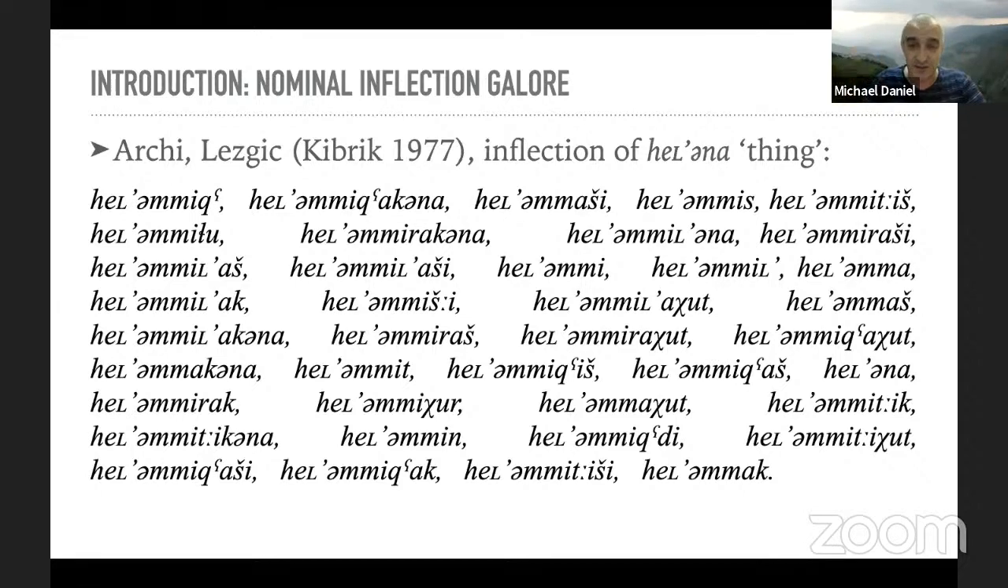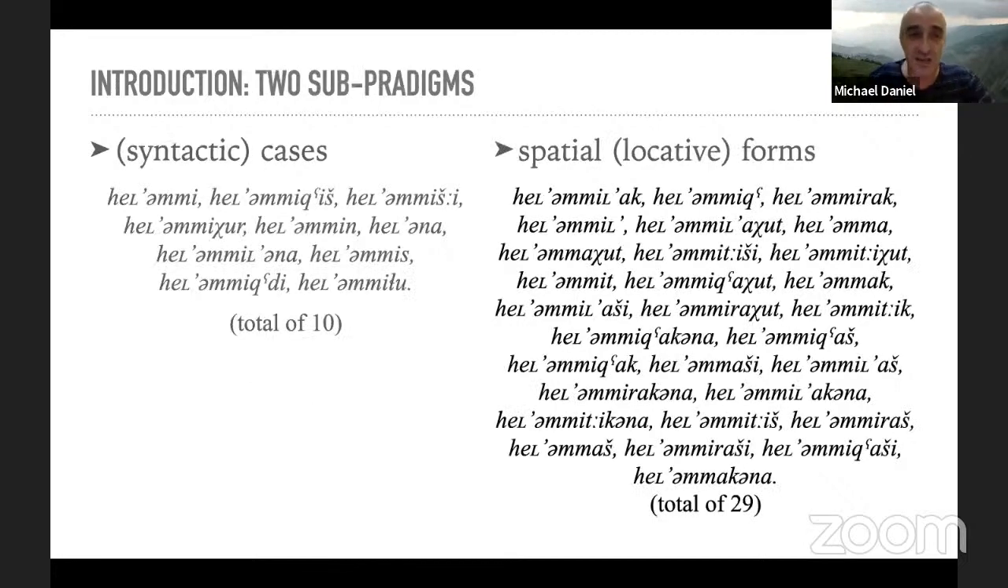Essentially, we can split this galore into two boxes. One of them would be syntactic cases, which count a total of 10. And the other box will contain spatial or locative forms, which are many. If you just look at the syntactic cases, it's not so many. It's a rich system, but it's nothing very special. Many languages have more cases than this.